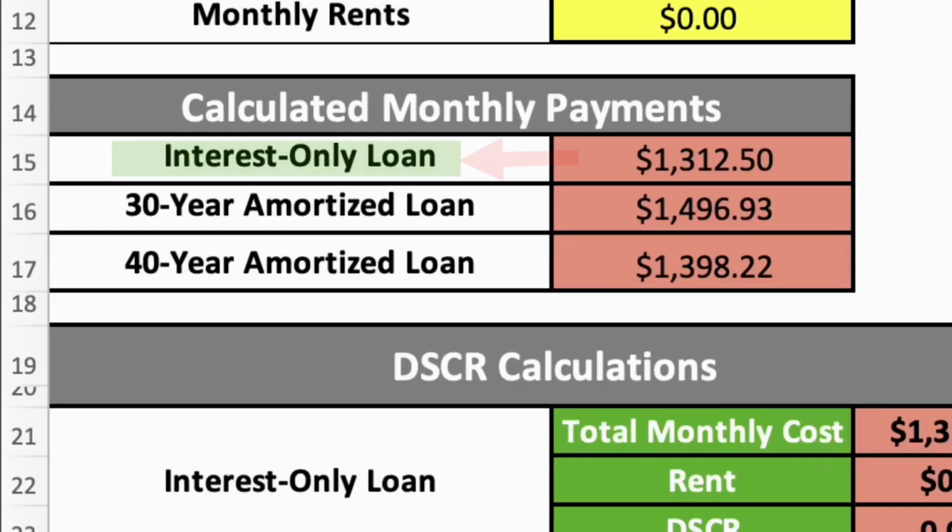Now that we have our numbers in, you're going to see below in the DSCR calculations that this software came up with three different examples: one for interest only, one for a 30-year, and one for a 40-year. This just gives you a different look at cash flows on different loan products. So you could find a DSCR loan that's interest only, 30-year or 40-year, depending on if you want to pay it off faster or you're just looking at cash flow.